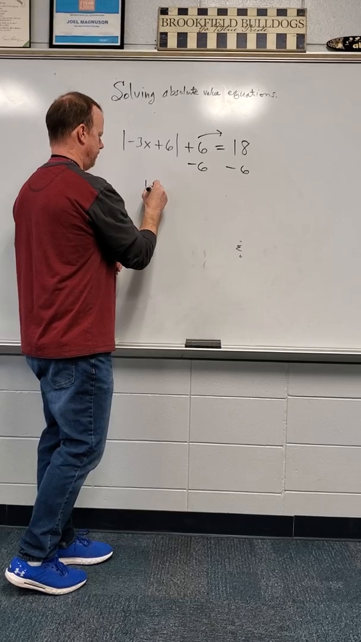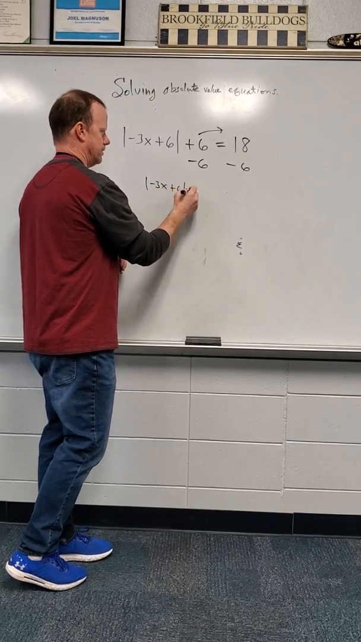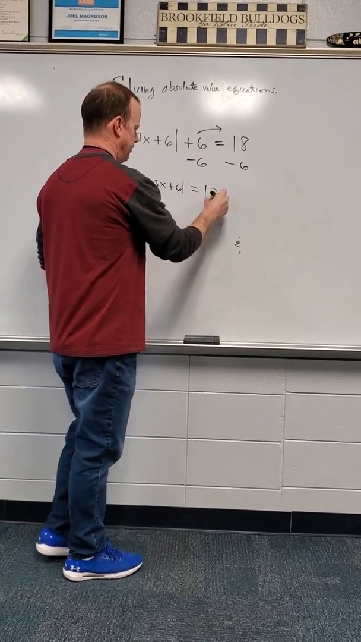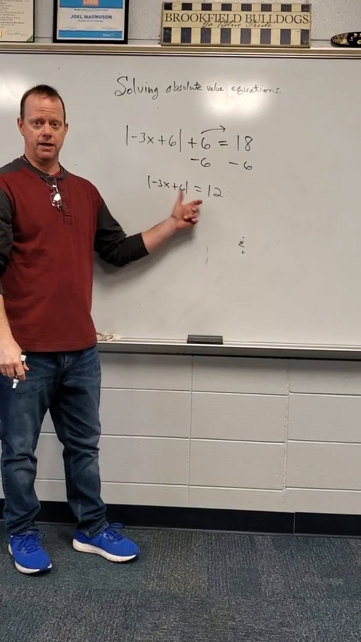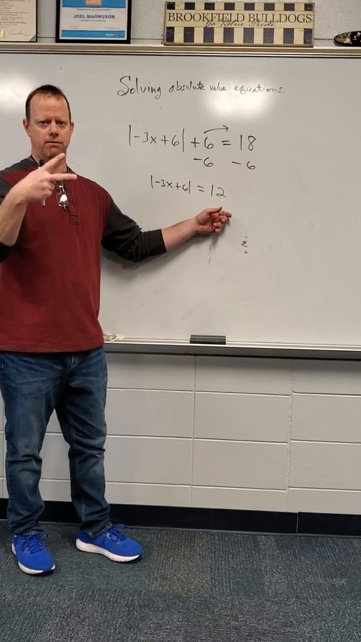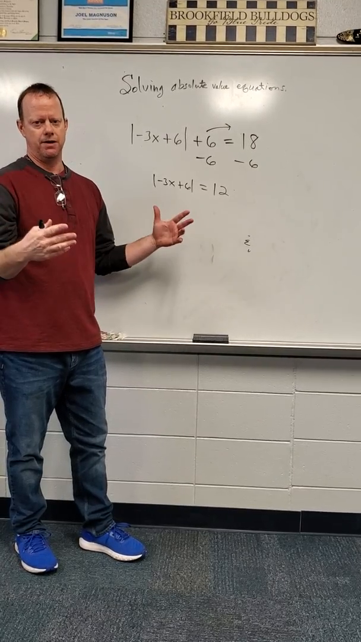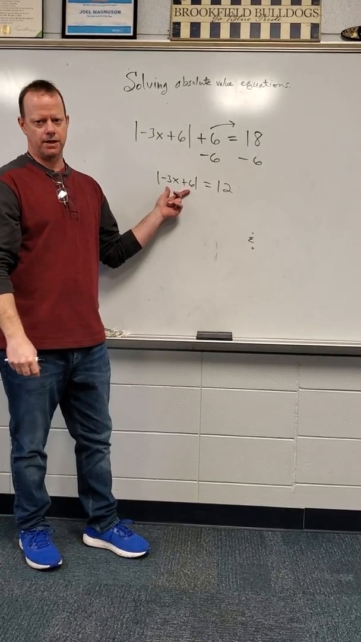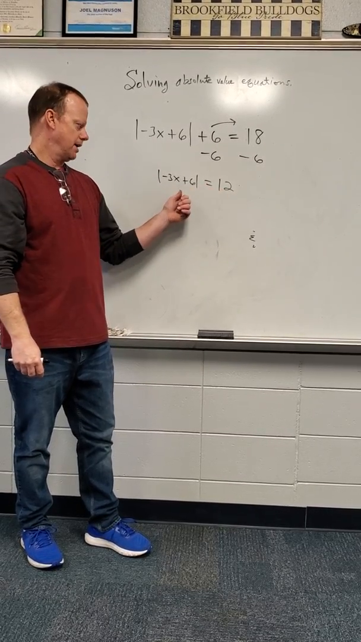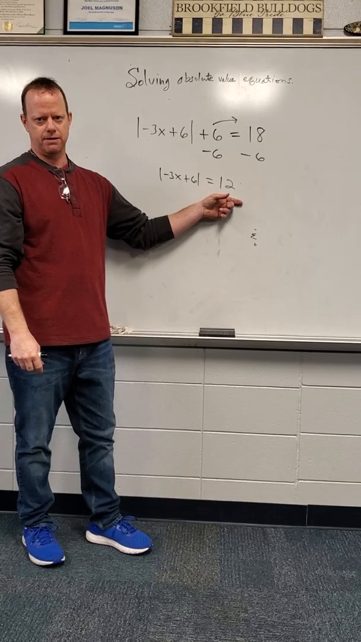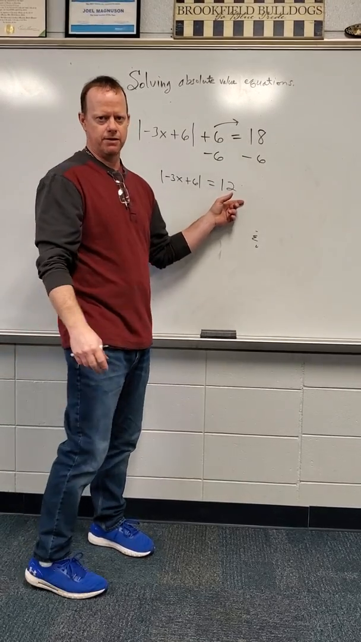Now we have the absolute value of negative 3x plus 6 equaling 12. The absolute value part of the equation is isolated. It equals a positive number. Once again, we're going to have two answers. To find those two answers, you set what's on the inside of your absolute value equal to the negative of this number over here, and what's on the inside equal to the positive of this number. That's how you will find your two answers.